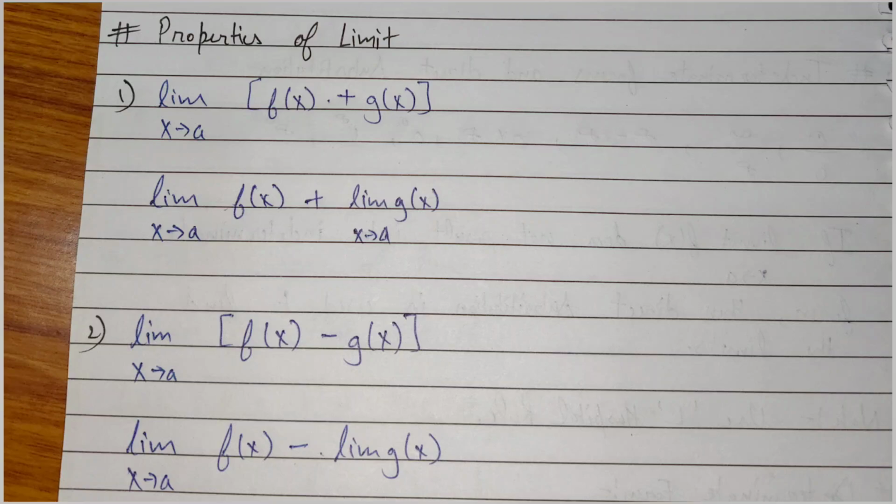Our second property of limit is subtraction. Addition and subtraction are the same, with only one difference of sign. In addition we use the plus sign, but in subtraction we use the negative sign. Here in subtraction, we have the limit as x tends to a of f(x) minus g(x). Now we take the limit separately on f(x) and g(x) and then subtract both.